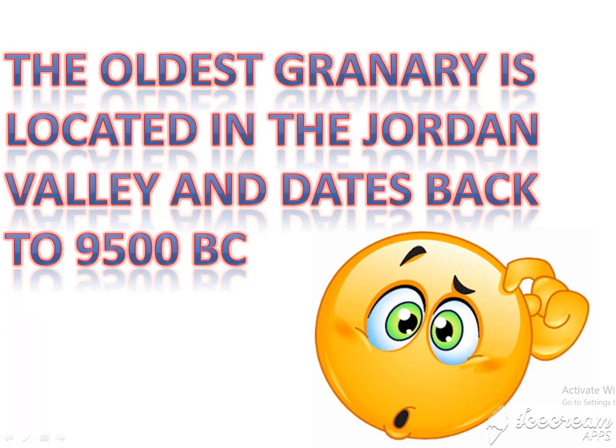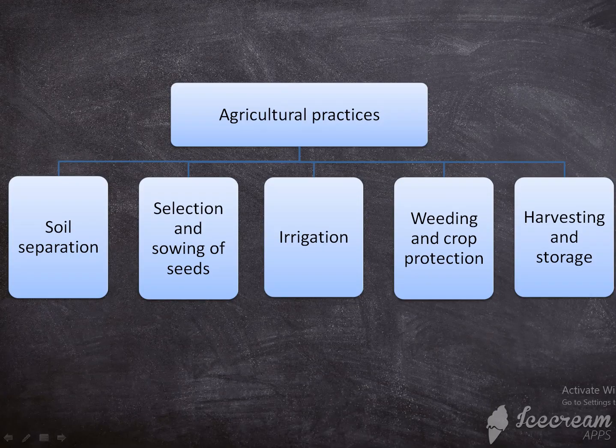The oldest granary is located in the Jordan Valley and dates back to 9500 BC. So we have completed the basic steps involved in the agricultural practices.